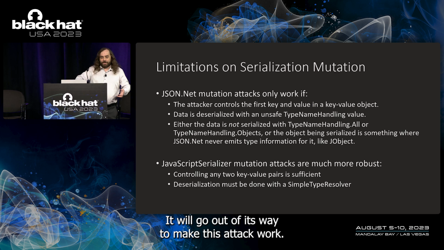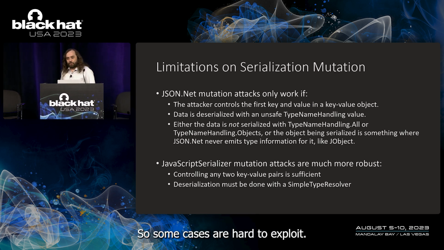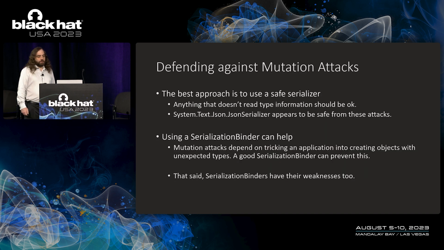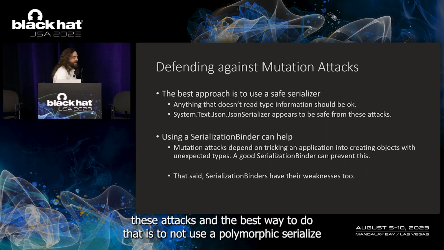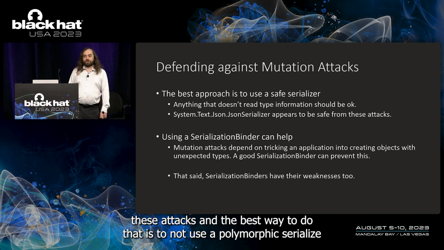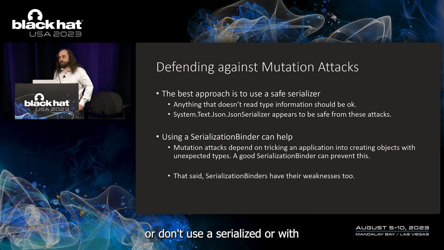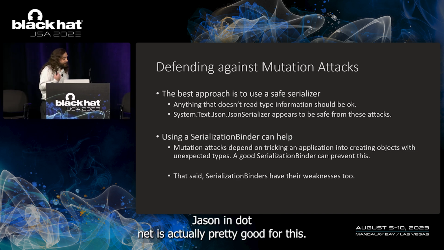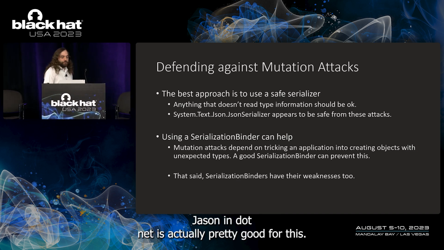It will go out of its way to make this attack work. So some cases are hard to exploit. Some are really easy. You can defend against these attacks, and the best way to do that is to not use a polymorphic serializer. Don't use a serializer where the data gets to tell you what type you're going to make from it. JSON Serializer in .NET is actually pretty good for this.